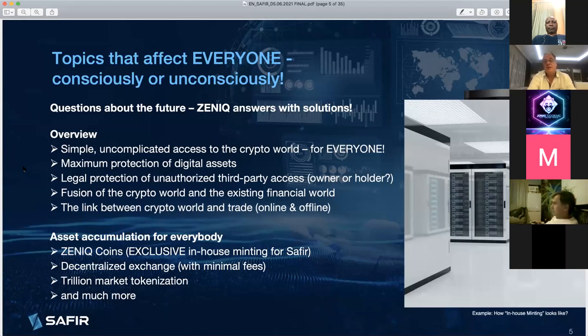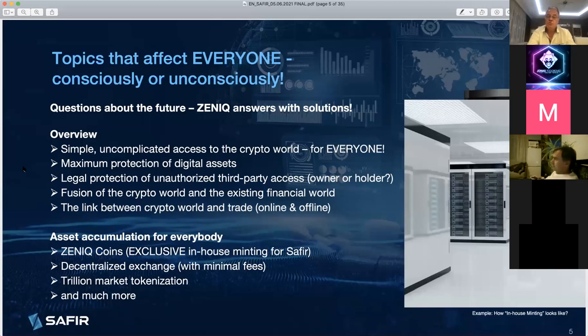But at the same time, the next part, which is extremely important, is to provide maximum protection for people's assets. This is something that we don't know so much about, but we do know that there are a lot of exchanges out there that get hacked and people lose their funds. In this concept, we give you the total maximum protection of the digital assets, and also the absence of legal protections from unauthorized third-party owners.